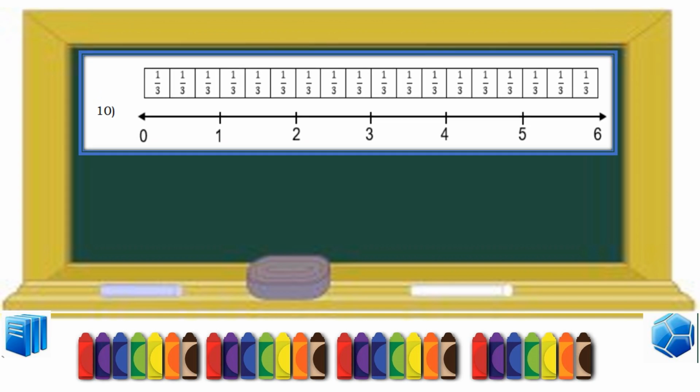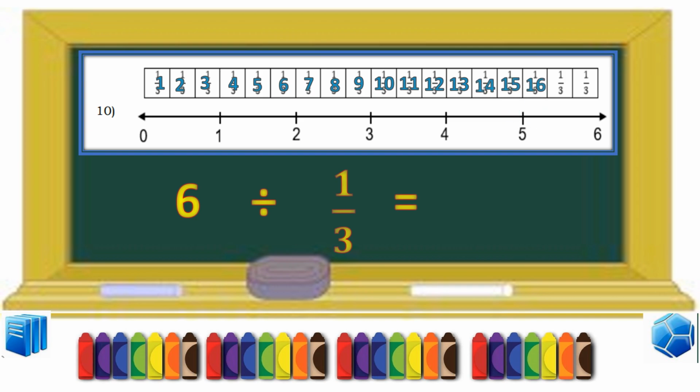Number 10, how many 1/3 are there in 6 wholes? So, bilangin natin. So, 6 divided by 1/3. To get the answer, bilangin natin. 1, 2, 3, up to 18. So, merong 18 na 1/3 sa 6 wholes.